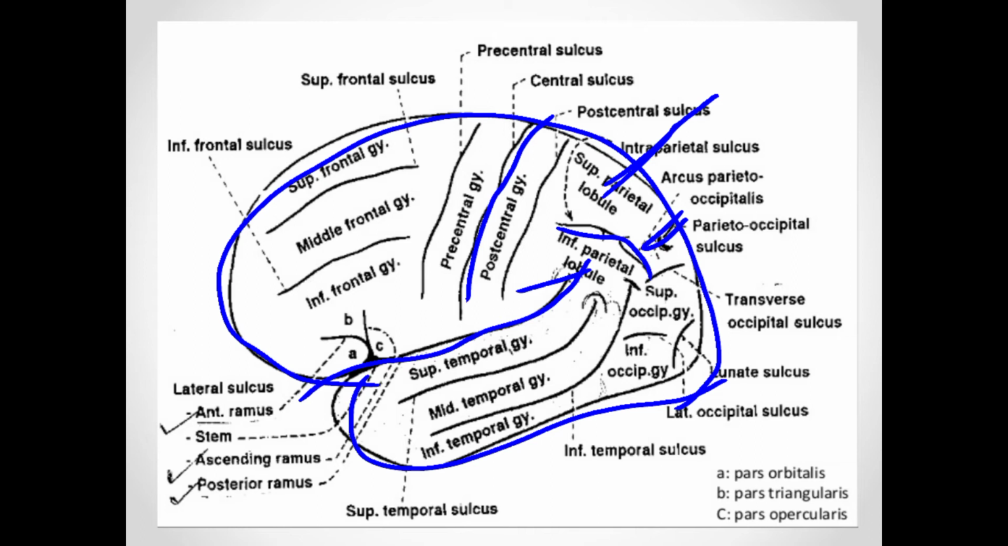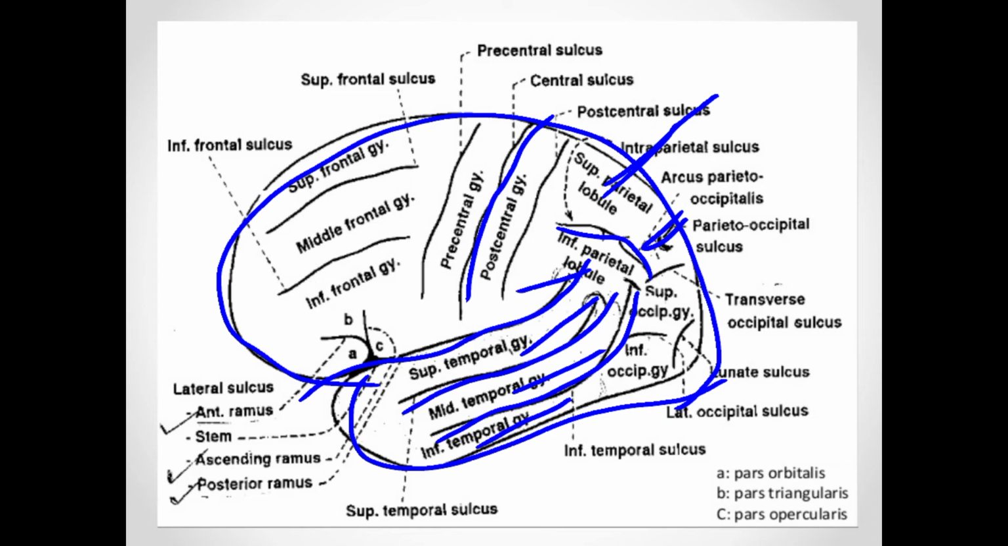Next, coming to the temporal lobe. In the temporal lobe, again there are three gyri, divided by the superior temporal sulcus and the inferior temporal sulcus: the superior temporal gyrus, middle temporal gyrus and inferior temporal gyrus.